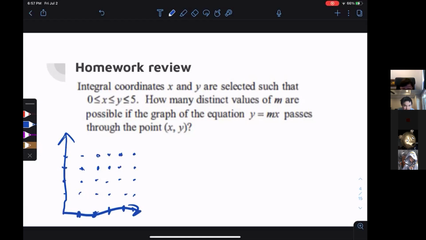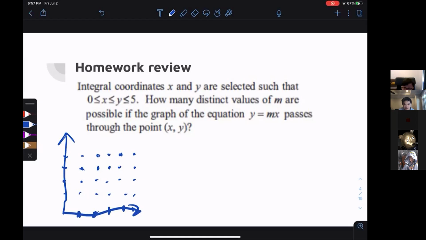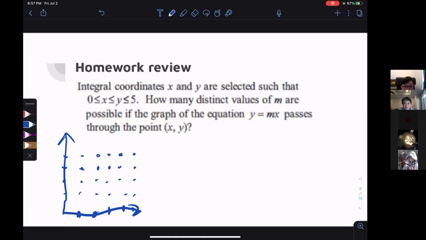Now does anybody have any ideas, or any things they notice about how to count the number of distinct values of the slope? You can just raise your hand or chat if you have any ideas. Looks like no one has any ideas, so I'll just go over this.